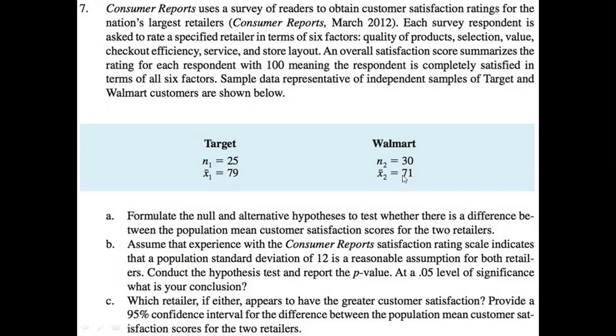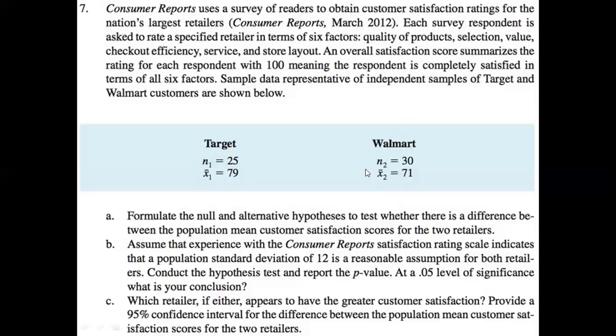So we're supposed to formulate the null and alternative hypotheses to test whether there is a difference between the population mean customer satisfaction scores for the two retailers. Then we're supposed to assume that the experience with the Consumer Report Satisfaction Rating Scale indicates that a population standard deviation of 12 is a reasonable assumption for both retailers. Conduct the hypothesis test and report the p-value. At a 0.05 level of significance, what is your conclusion? And finally, which retailer, if either, appeared to have the greater customer satisfaction? Provide a 95% confidence interval for the difference between the population mean customer satisfaction scores for the two retailers.